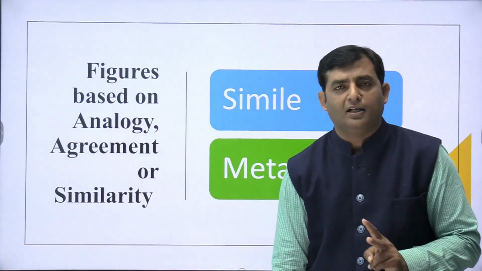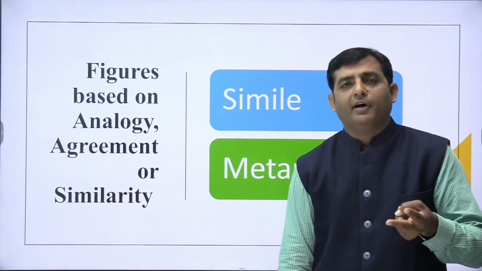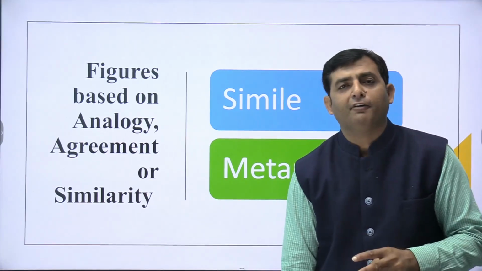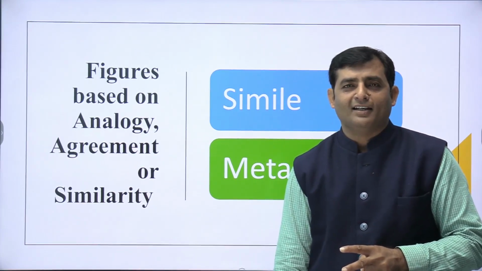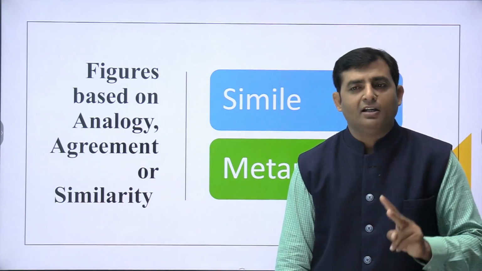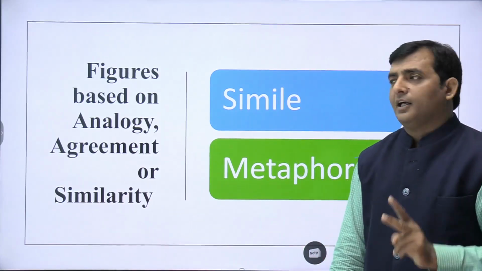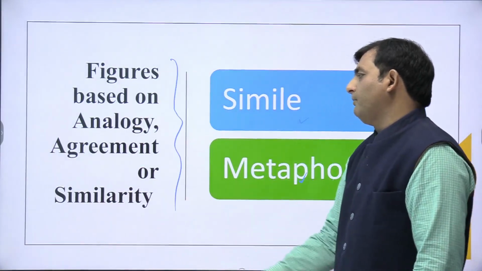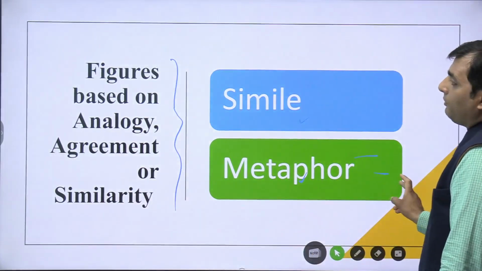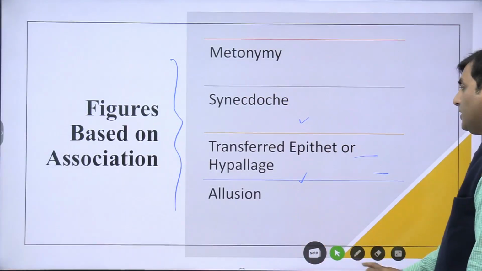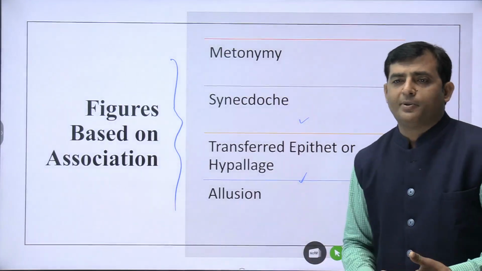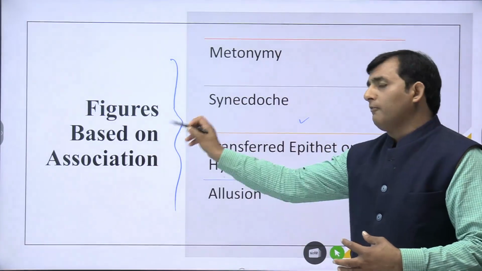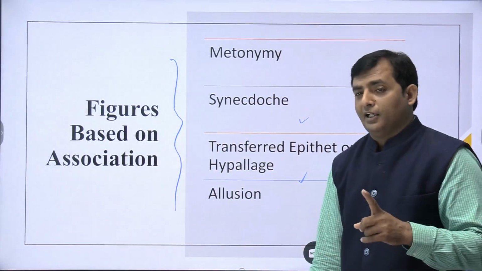Analogy means comparison. For example, she is the lioness of Indian army. That is metaphor. And you are like a sun. That is simile. Right? Analogy, agreement, or similarity, that is called simile and metaphor. And then you have figures based on association: metonymy, synecdoche, transferred epithet, also known as applause, and allusion. They are based on association.